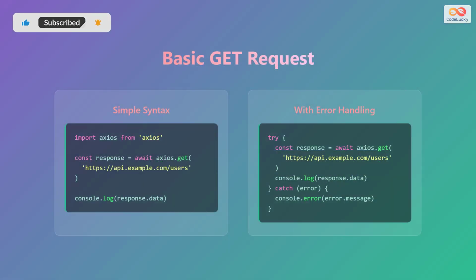Here's how to make a basic GET request using Axios. First, import axios from the axios library. Then, use the await axios.get function, passing in the URL of the resource you want to retrieve. The response will contain the data from the server. To handle errors, you can wrap the request in a try-catch block and log the error message if something goes wrong.